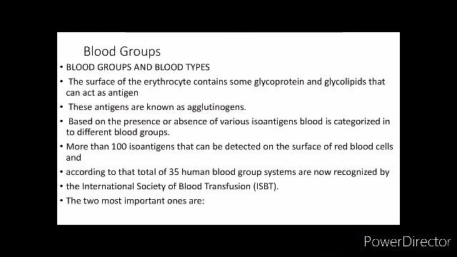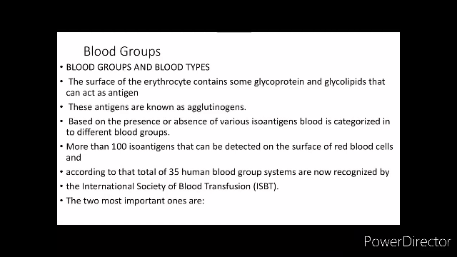The surface of erythrocyte contains some glycoprotein and glycolipids that can act as antigen. We call this antigen as agglutinogen. Now, based on the presence or absence of these agglutinogen or isoantigen, the blood is categorized into different blood groups.